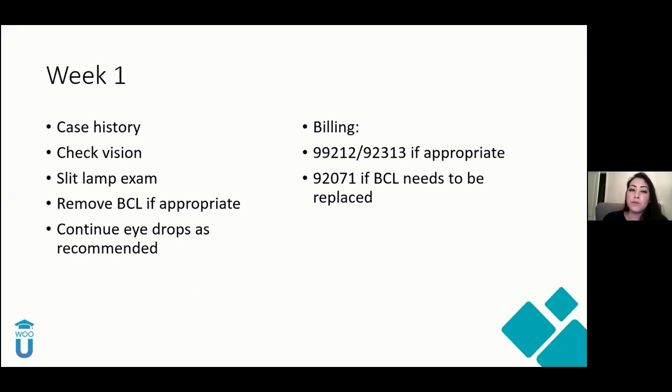So week 1, we're going to check their case history again, find out how they're doing, make sure they're taking their medicines appropriately. Again, we're checking their vision. We're doing a slit lamp exam. And then if the epithelium has healed up, we'll take the bandage lens off if appropriate, continuing all their eye drops as recommended. Billing, same thing, 99212 or 99213, depending on the level of complexity. And if you do have to replace the bandage lens, the 92071 again.